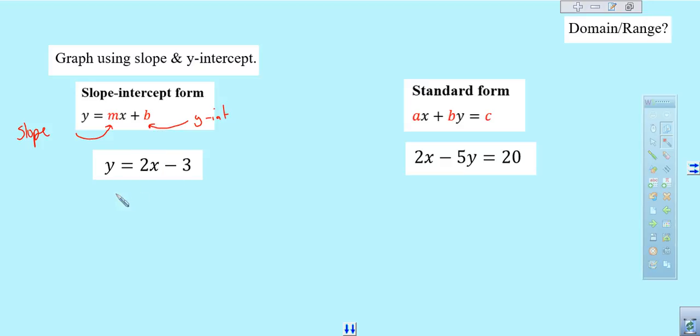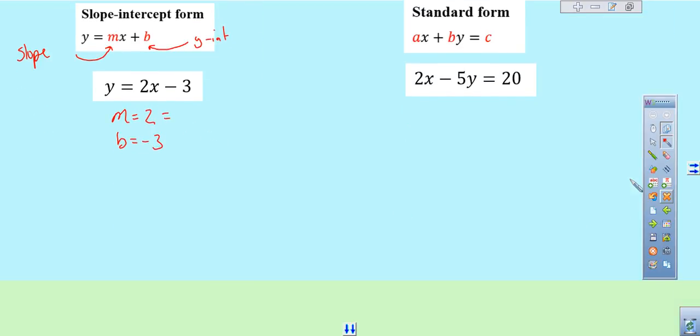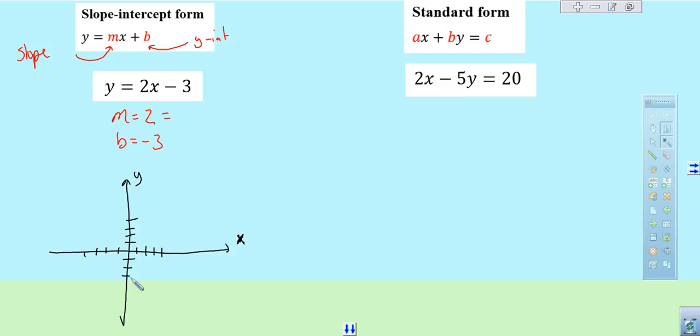So when we take a look at this equation right here, we can see that our slope is 2 and our y-intercept is -3. And so at this point, we can say, okay, if I wanted to graph this, we've got a process. You're going to use your tools inside of MyMathLab, but I'm just going to draw a rough sketch. This is my x-axis. That's my y-axis. Put a couple lines on here: 1, 2, 3, 4 on each side.